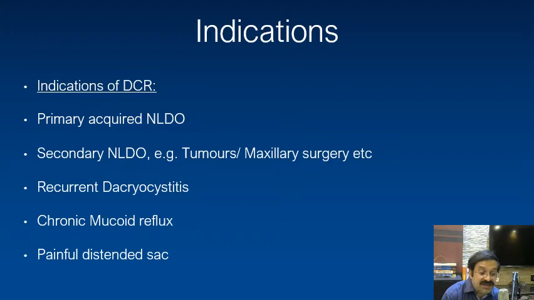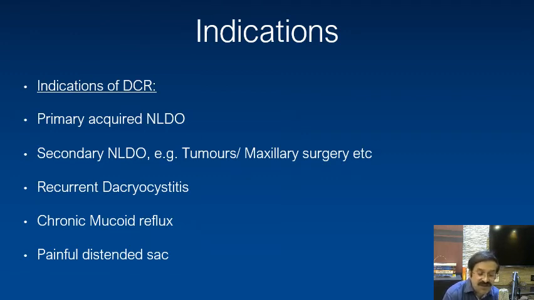And now the indications. This is very important. When do you plan to do a DCR? If it's a primary acquired NLDO, you do a DCR. In case of a secondary NLDO, that is nasolacrimal duct obstruction from tumors, maxillary surgery, etc., you might have to do it. If it's a recurrent dacryocystitis, every 3 months the patient is fed up, so you have to do this.